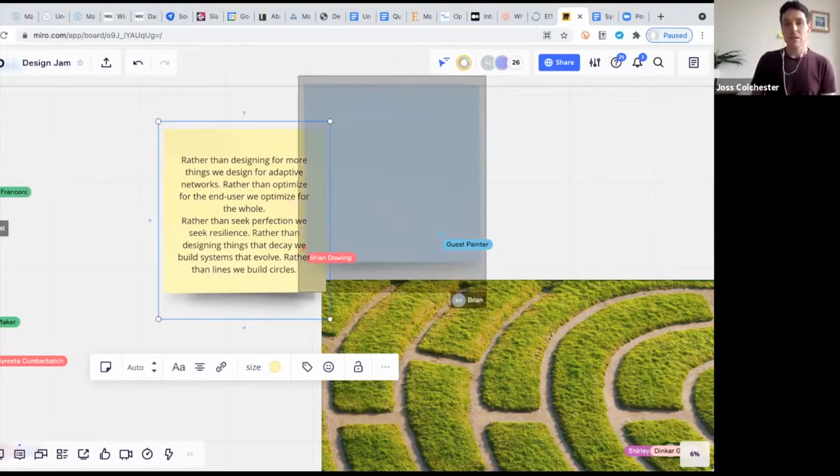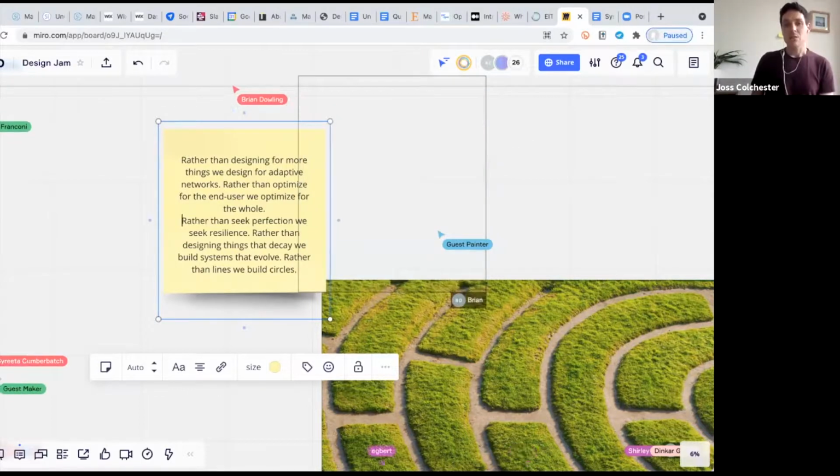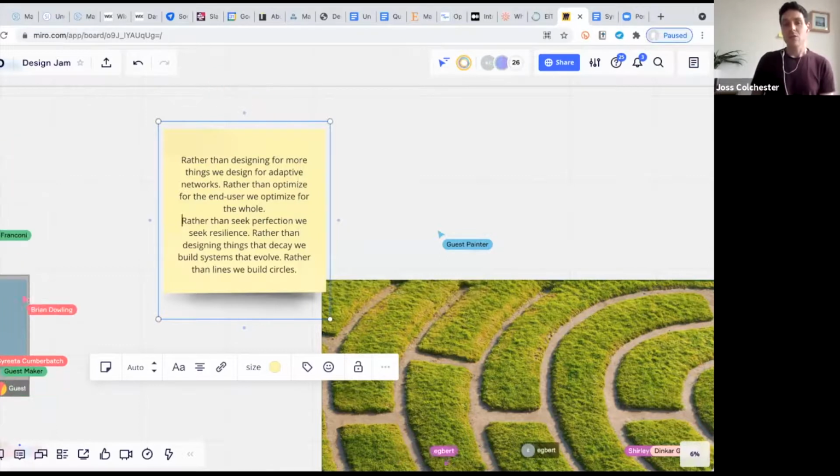And some people have started talking about life-centered design, Fjord, the design company, are talking about, where we actually start to incorporate more than just the users. We start to think about all the effects on the ecosystem and so forth. Obviously that introduces a lot of complexity. Rather than seek perfection, we seek resilience.